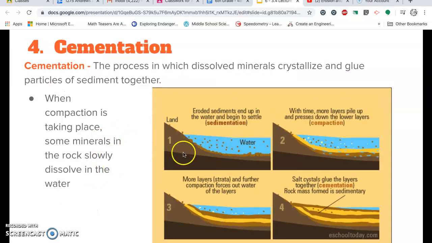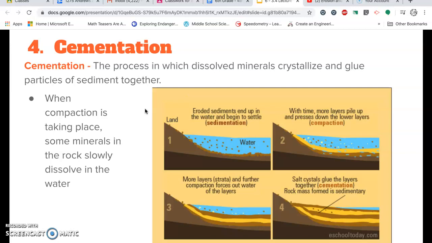All right, and the last process is cementation. And like we said, we talked about this in section 1. Minerals can dissolve in solution. Just like when you think about the example in class we used, rock salt or salt in warm water. You put salt in warm water and you stir it up, it appears as though the salt disappears. But it doesn't actually disappear. It's just the sodium and chloride atoms, the bonds that hold them together are broken.